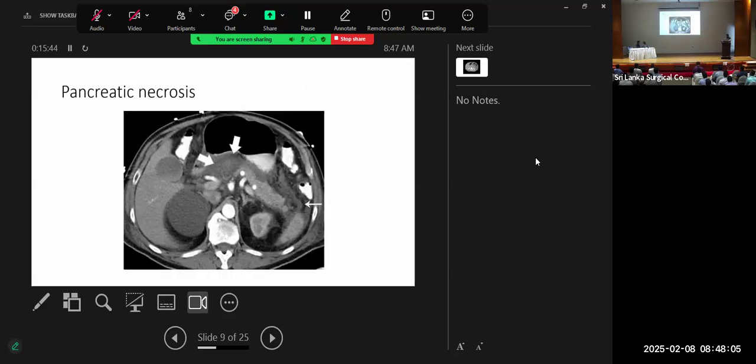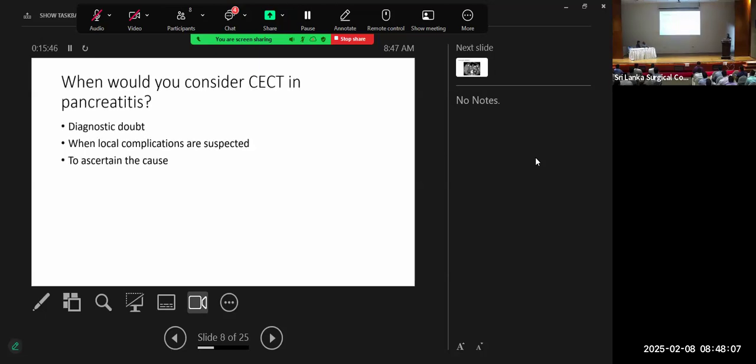Okay, so what will you see in a CT scan? If you do a contrast CT scan, we are mainly looking for necrosis. How will you see that? Depending on the stage and the extent of the damage, sir, they will usually have a hypoechoic collection either in the peripancreatic region or intraparenchymal also we might see.